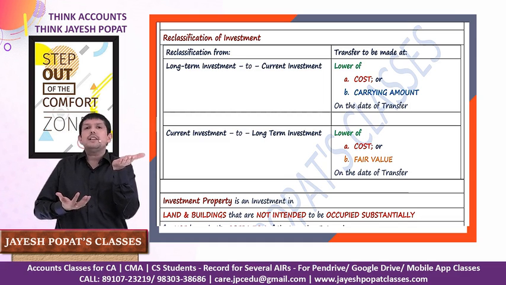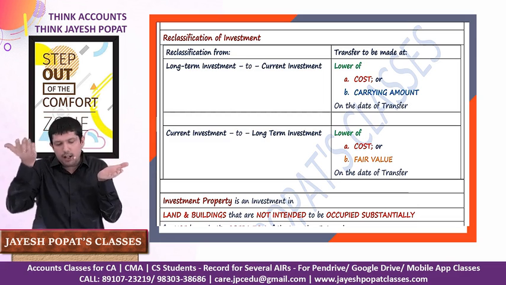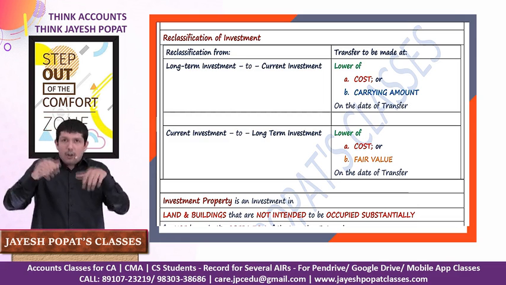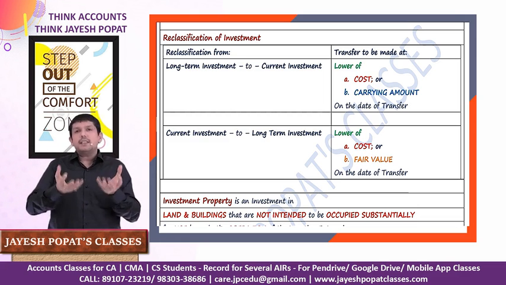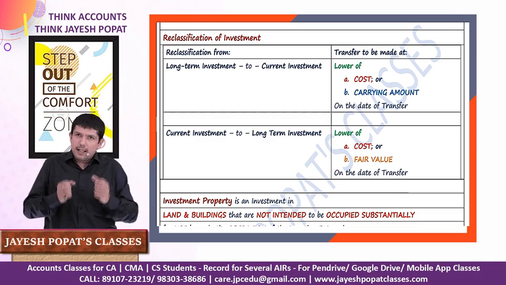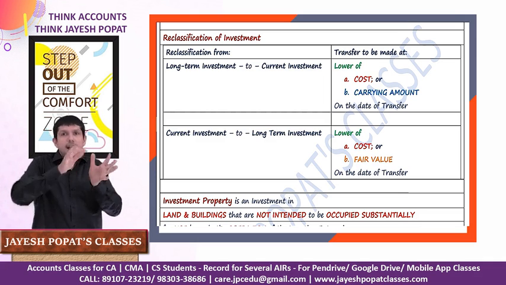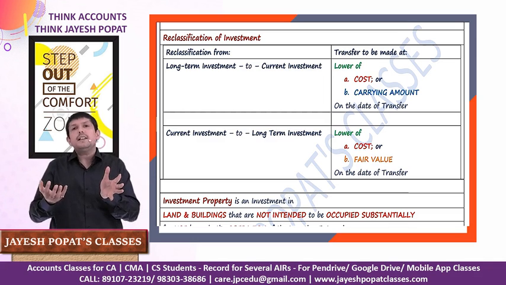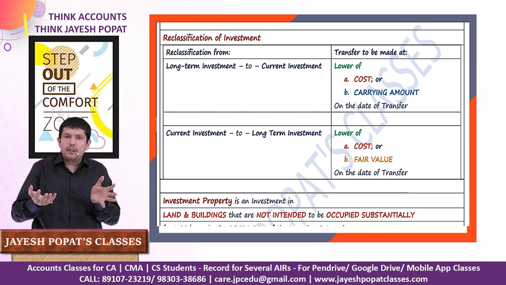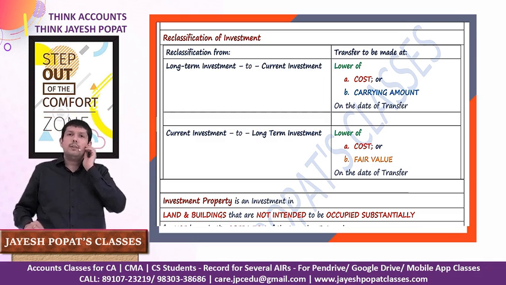Now we have changed our intention of holding it, and now we want to classify it as current. Or it could be vice versa: initially when we acquired the investment we classified it as current investment, and afterwards we are changing our intention, we want to hold it for a long period of time, and we are classifying it to long term investment.